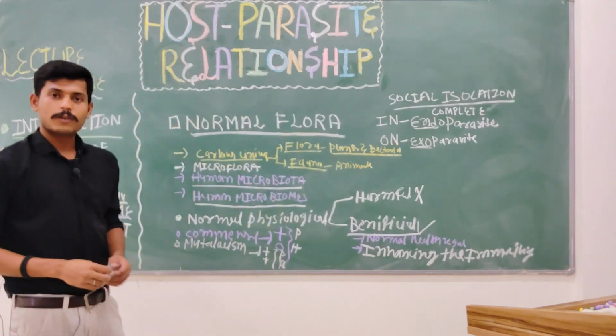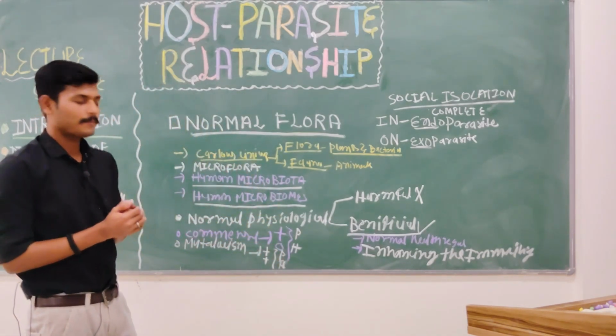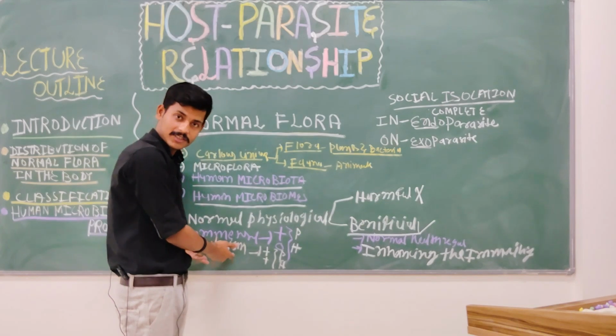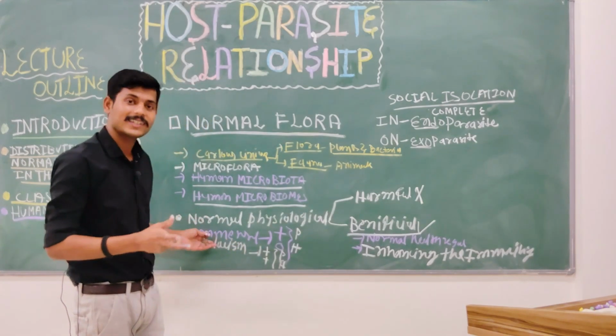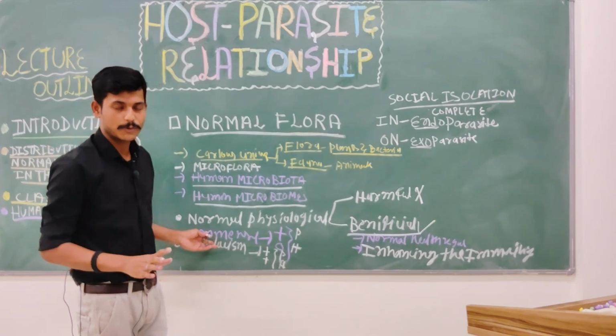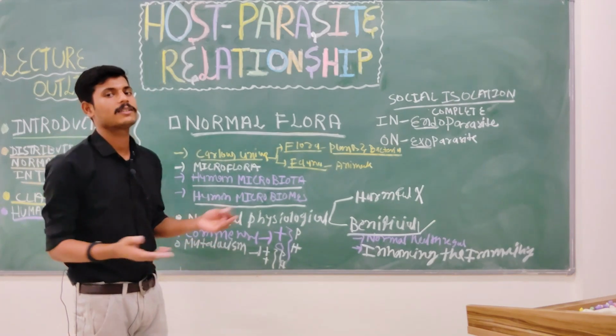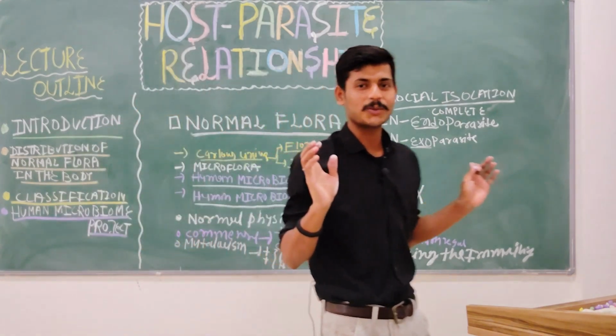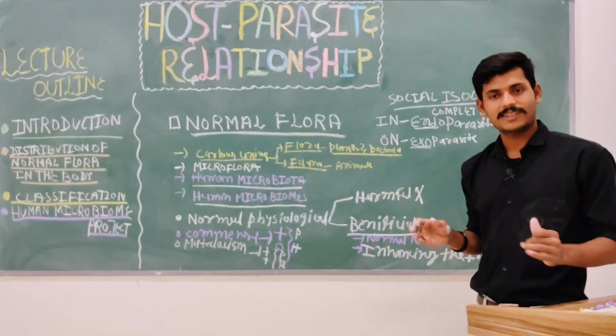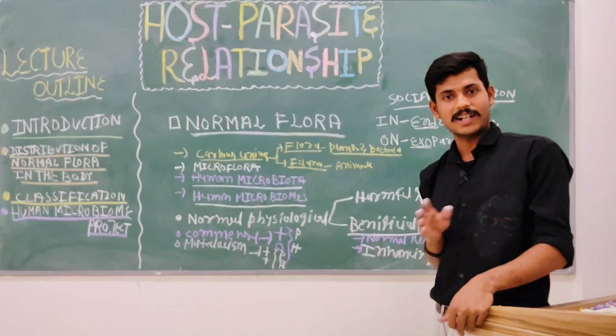So some of the normal flora are mutualistic in nature, understood. Some of the normal flora are commensal in nature. Are you getting the points? And some are not doing anything at all. They are just getting their nutrition, living and enhancing their population. They are not doing anything.